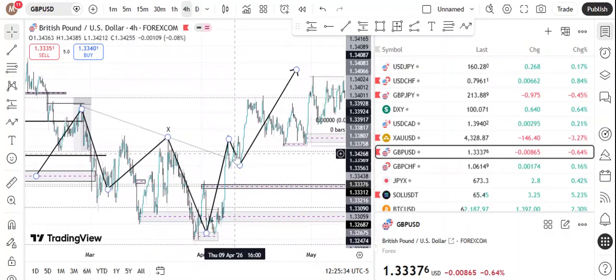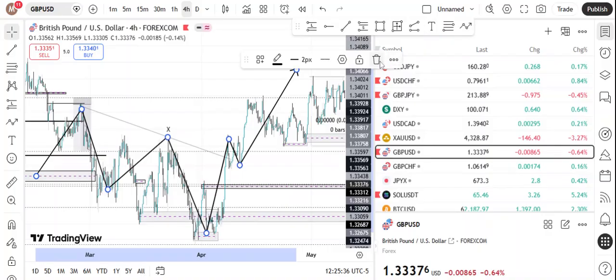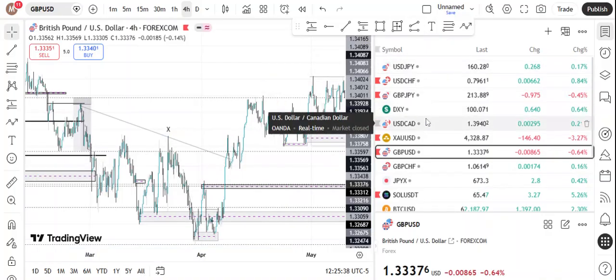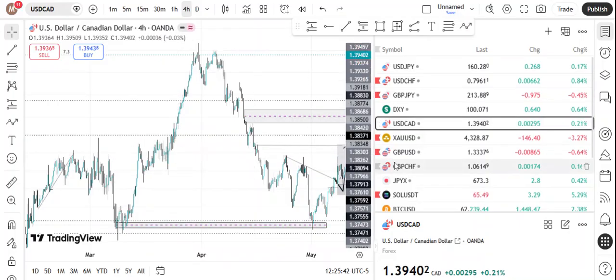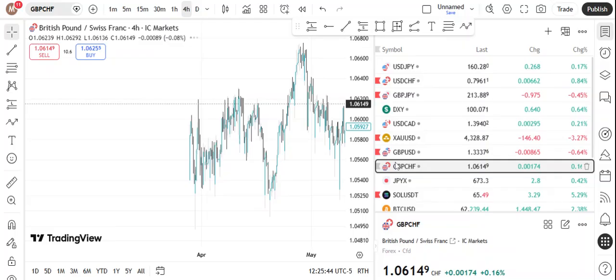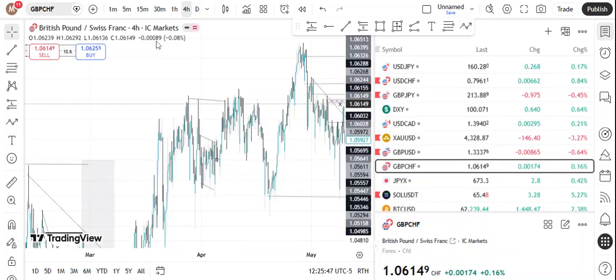So that's it. Let me see. I think I also took another trade on USD, no, GBPCHF. It might as well have a structure like that.